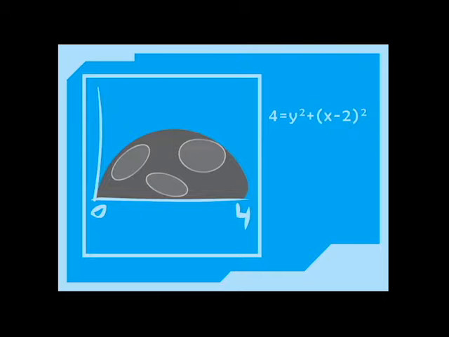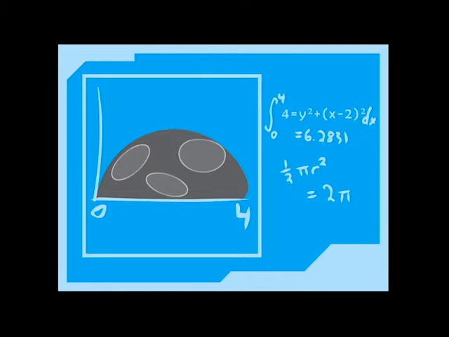From here, it's pretty simple. Since the bottom bound is just the x-axis, we plug our equation into the integral with the above bounds. With that, we found that our area is about 6.2831 inches squared. Another way to look at this is finding the area of a semicircle. In that case, we know the equation is 1/2 times pi times r squared. Plug in 2 and we get 2 pi.